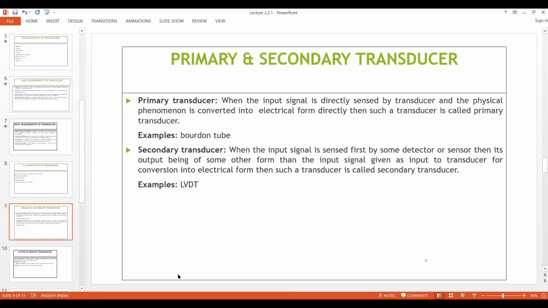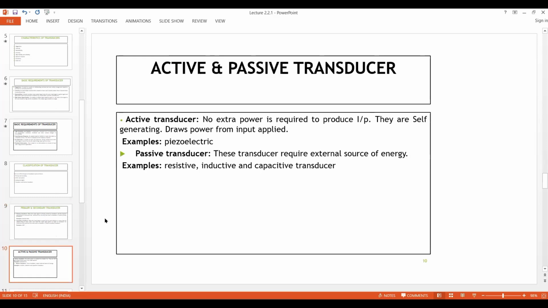It is not absolute, but yes, it is a very old transducer, and we are still using it. So LVDT is a linear variable differential transducer, or linear variable displacement transducer, or linear variable differential transformer. So it's a secondary transducer.